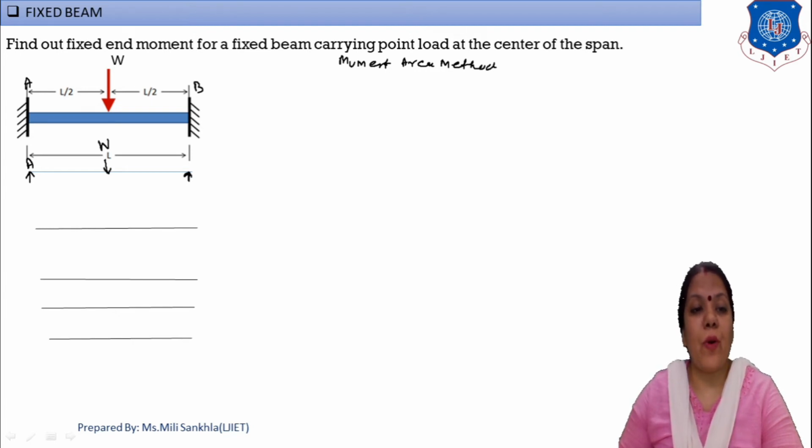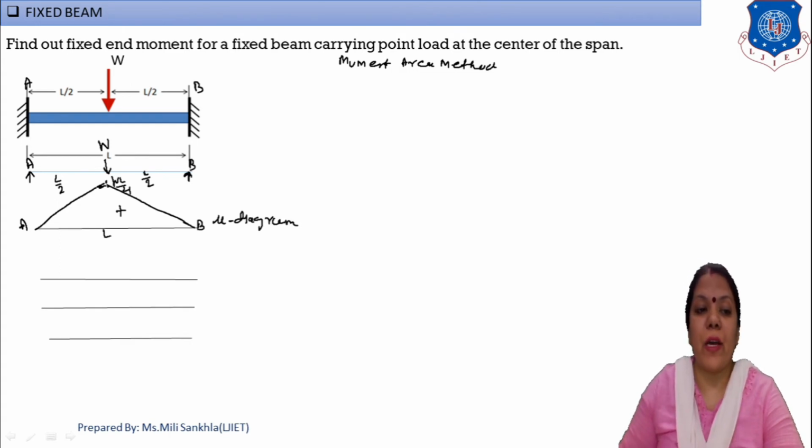This point is A, this point is B. Now this distance is L by 2 and this is also L by 2. Now draw the BM diagram for this simply supported beam, according to the steps of the moment area method. The BM diagram of the simply supported beam is triangular, this is A point, this is B point, and the maximum moment M is equal to WL by 4, and this diagram is known as the Mu diagram.